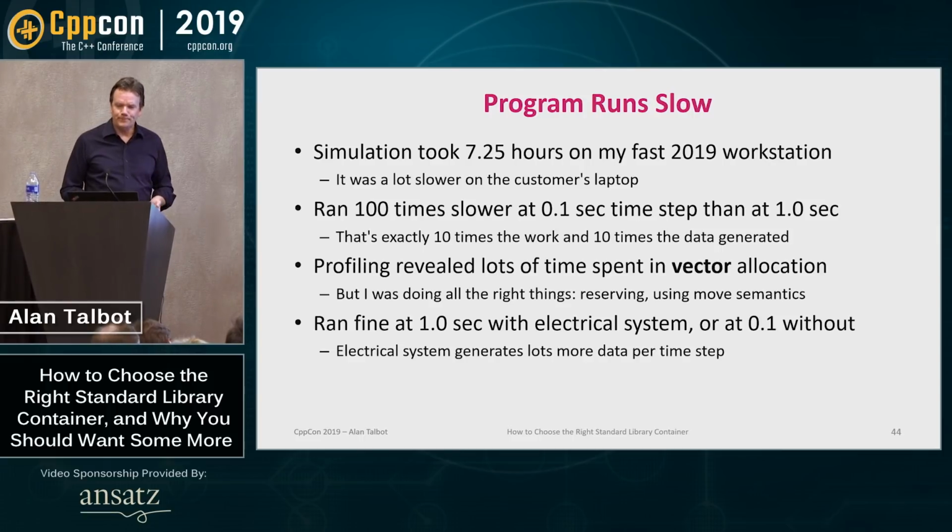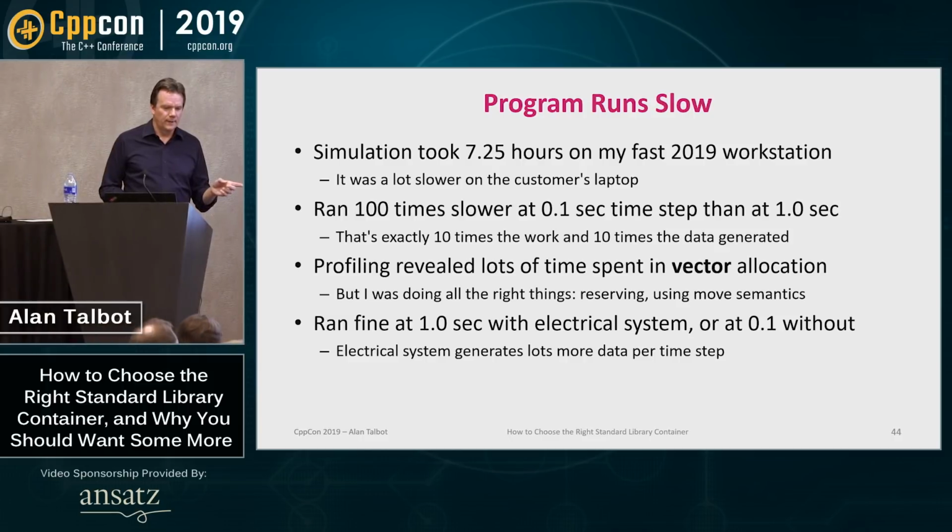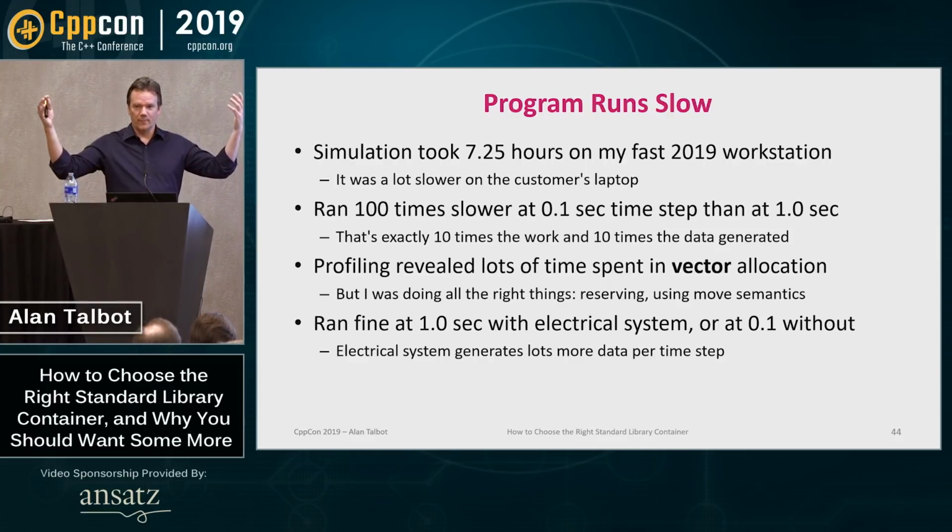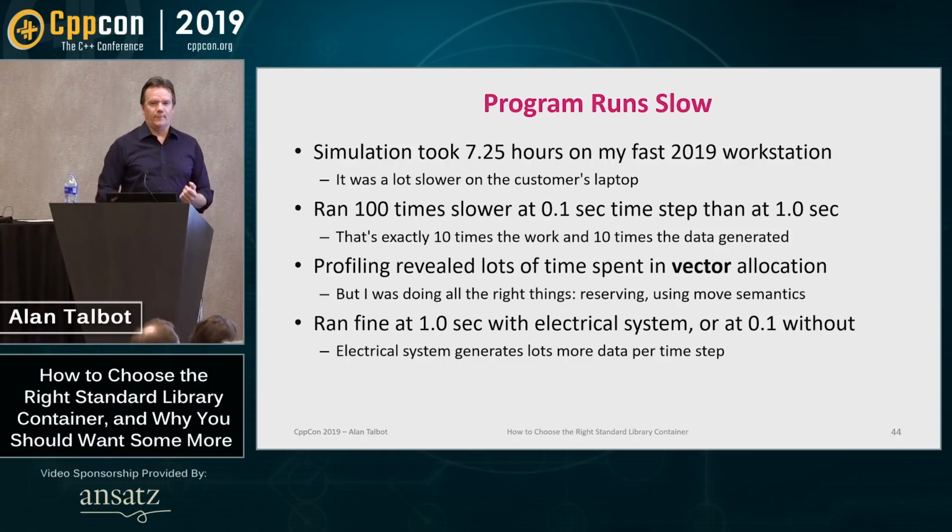Well, I noticed that it ran fine at 1 second with the electrical system on. And if I turned the electrical system off and ran it at 1/10 of a second, it ran fine. So what's the difference? Well, with the electrical system on, the program is generating a lot more data in memory, so it uses vectors actually to store all this logging information that it generates as the simulation runs. And I'm doing a lot more of that with the electrical system on because there's a lot more data to store.